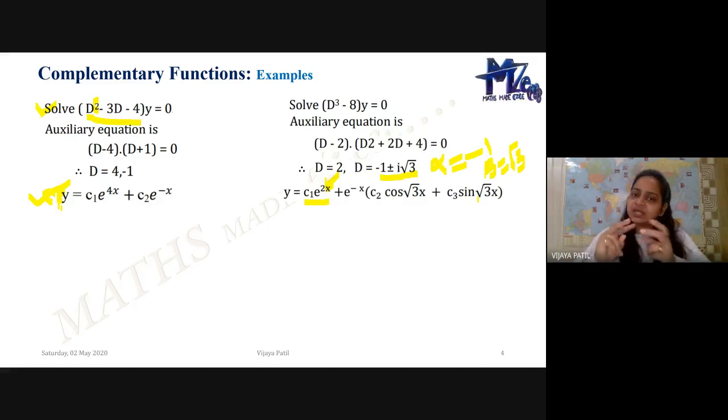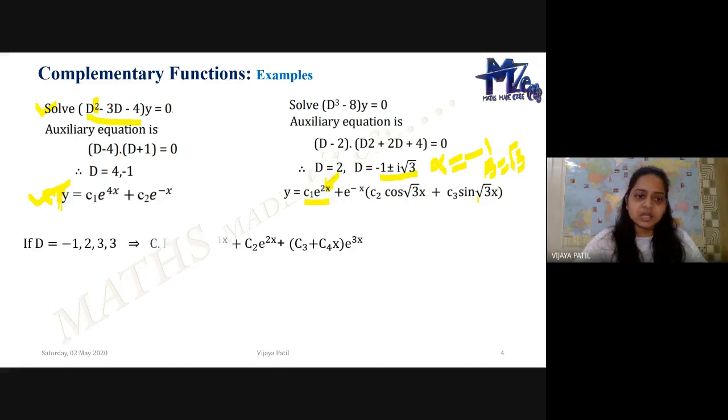You have to have the connection between the formula and the example. You have to identify what is your alpha, what is the beta, what is alpha 1, what is alpha 2, and so on. Let us take a random example now. I'm not giving you this equation, but if I have got this kind of pair, or if I have got my D's, the roots as -1, 2, 3, 3, that means how many roots I have? I have got 4 roots.